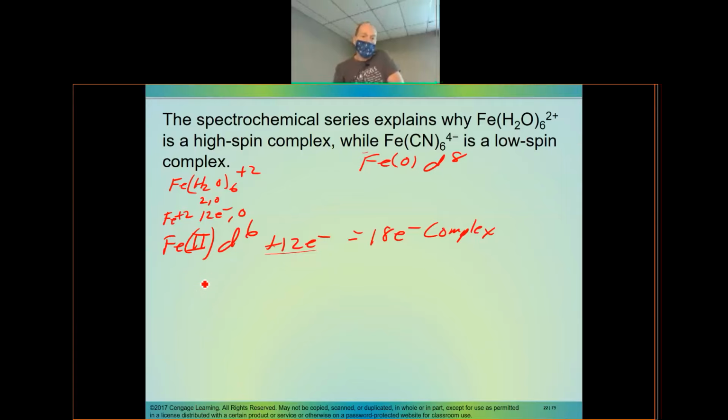All right, and we know that it's octahedral because our coordination number is 6. When your coordination number is equal to 6, you are octahedral. Now we have water. Water is a weak field ligand. H2O, weak field ligand. And so now we know that it's going to be high spin.